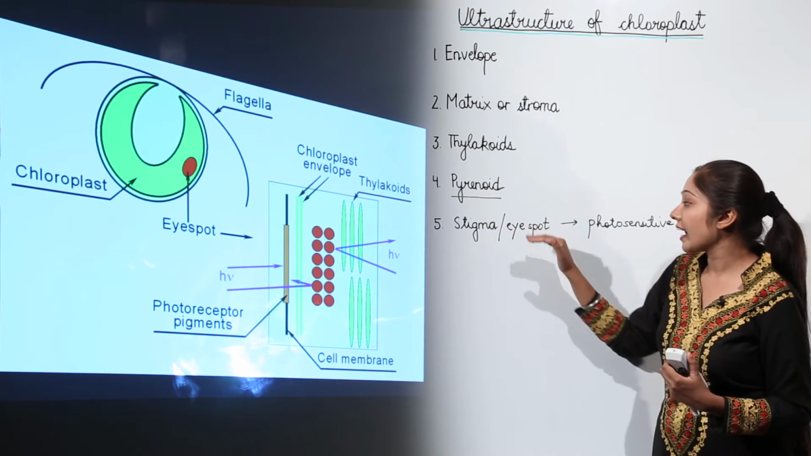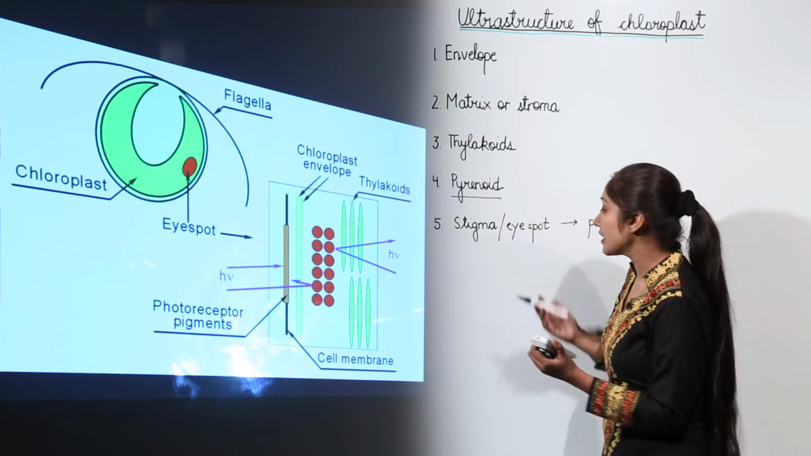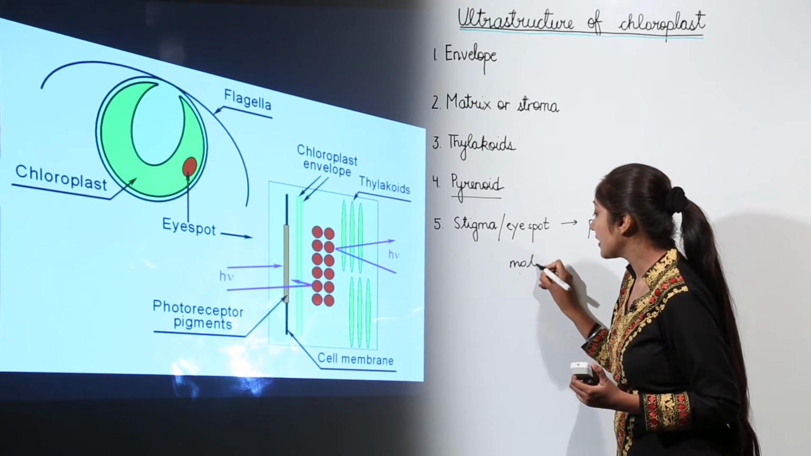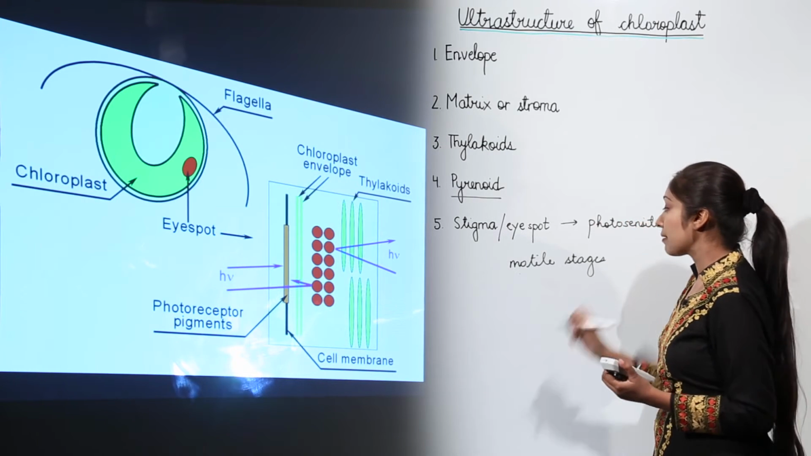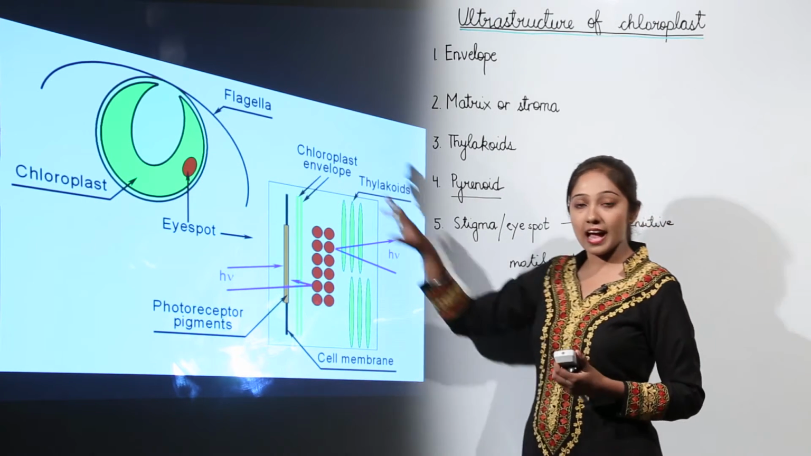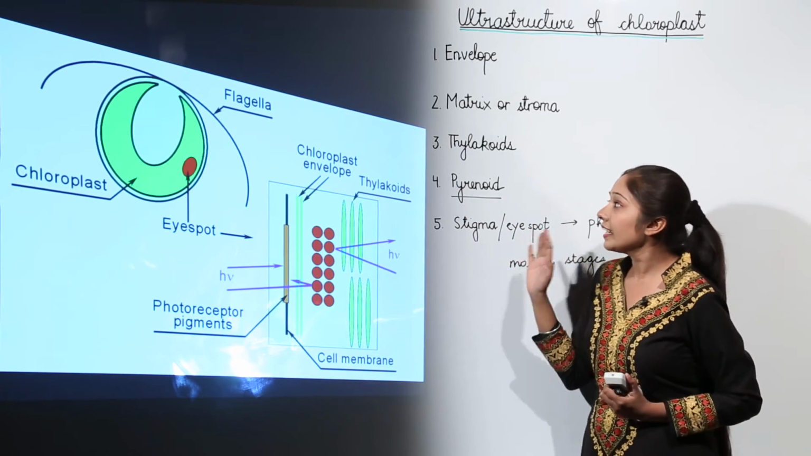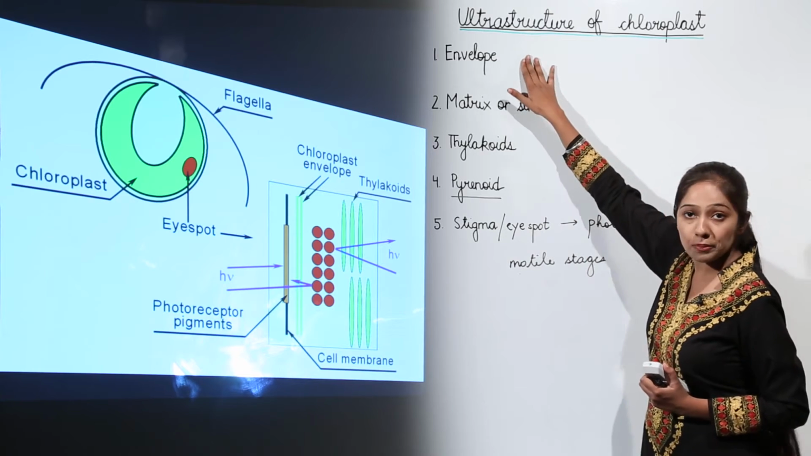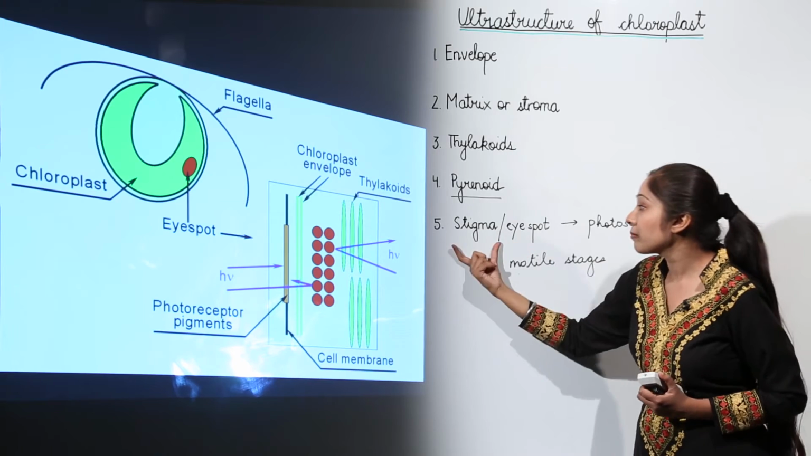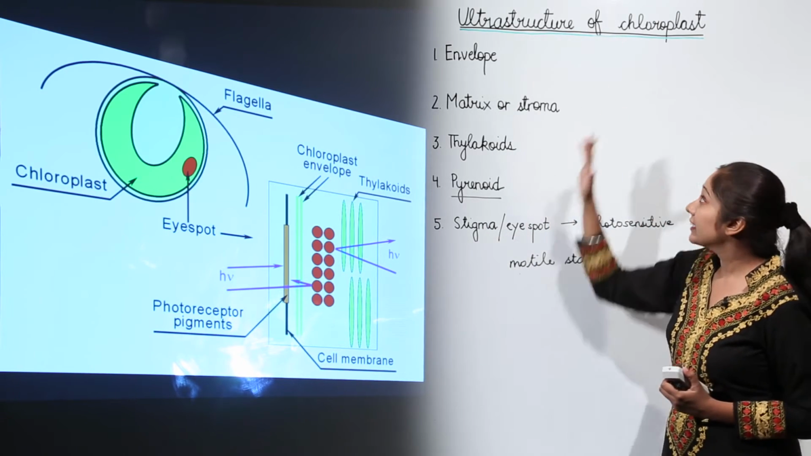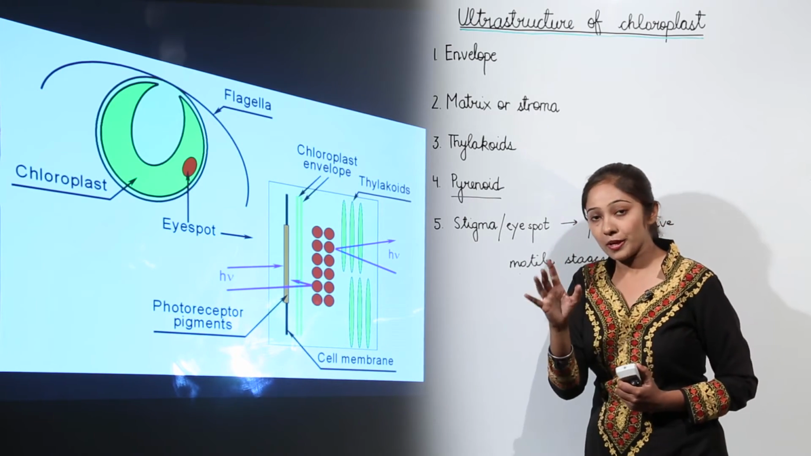So this stigma or eye spot actually occurs in case of only certain, you can say, motile stages of algae. Motile stages, for example, I have given the example of Chlamydomonas. This eye spot occurs in case of Chlamydomonas, okay. Now till here I guess the envelope, matrix or stroma, thylakoids, pyrenoid, stigma are very clear to you, and this ultrastructure of chloroplast is very clear in your minds, okay.